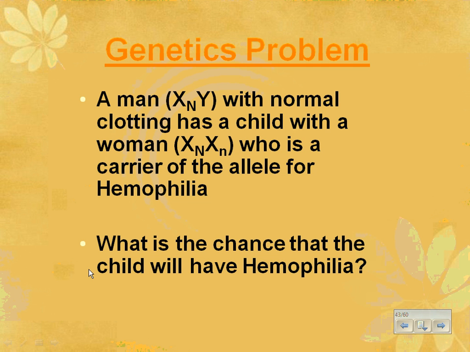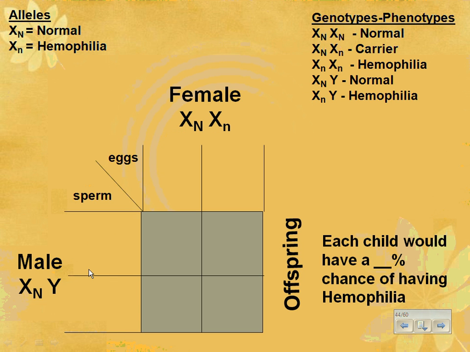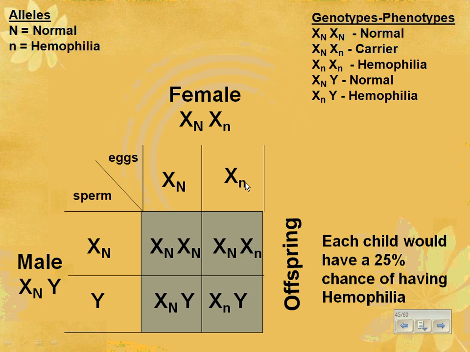So if we look at a genetic problem, a man that is normal has a child with a woman who is a carrier. What is the chance that the child would have hemophilia? Of course, the female is a carrier. The male is not. So you'd set up the Punnett square: X, X, X, Y, and in the box here, each parent is going to donate half. So the question is, again, what is the chance that the child would have hemophilia? And the answer is 25%.